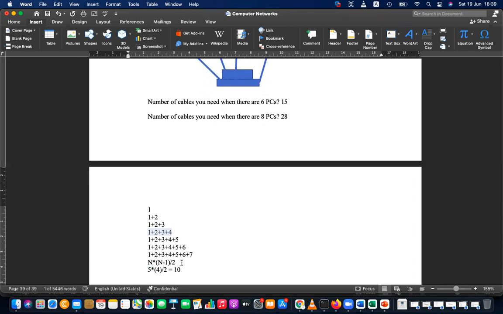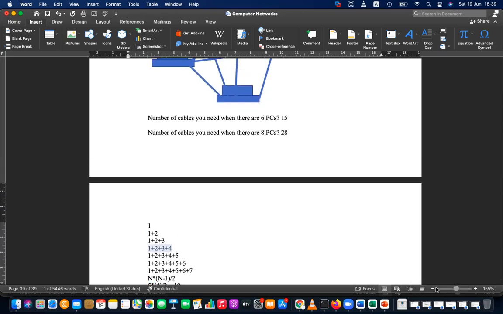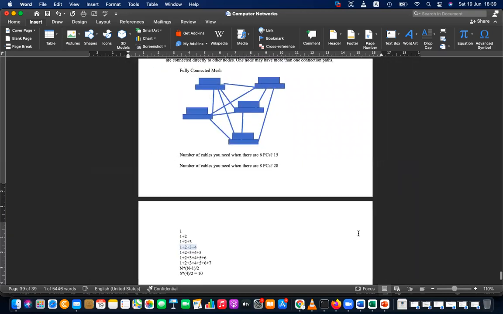For 6 pieces, 6 into 6 minus 1 divided by 2. 6 minus 1 is 5, 6 into 5 is 30, 30 divided by 2 is 15. So that is the equation, right? The triangular number equation: n into n minus 1 divided by 2. This is how you can find the number of cables that you need in mesh topology.